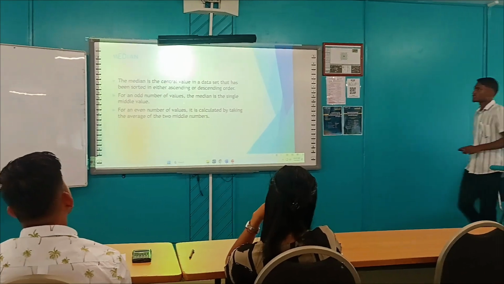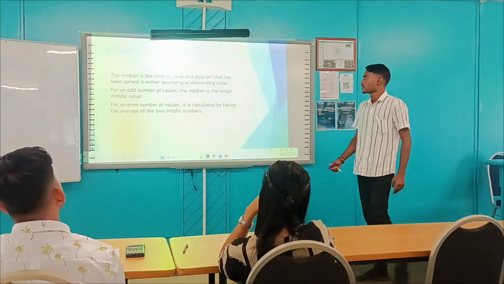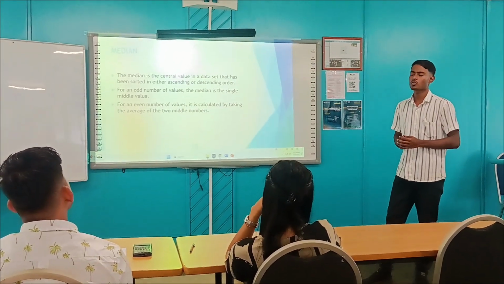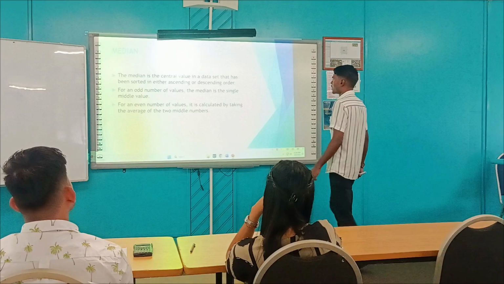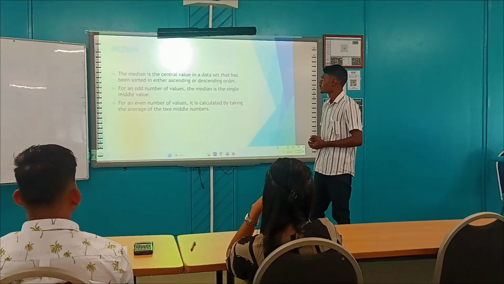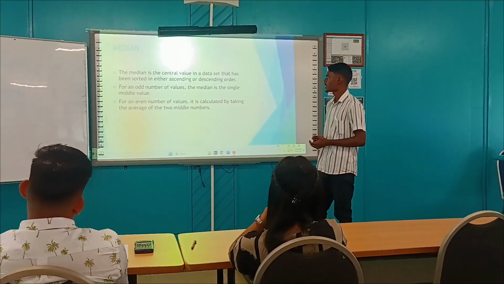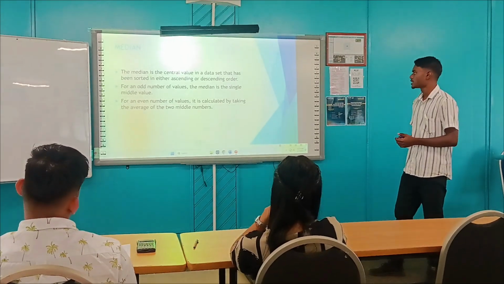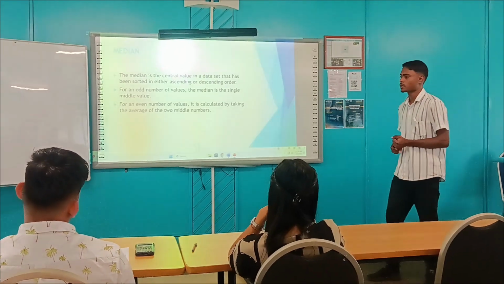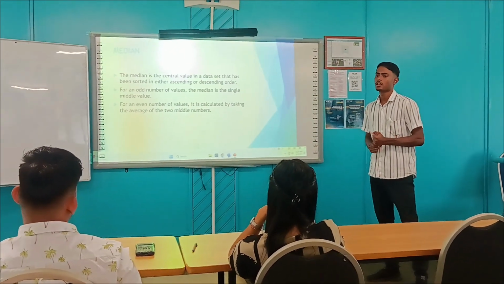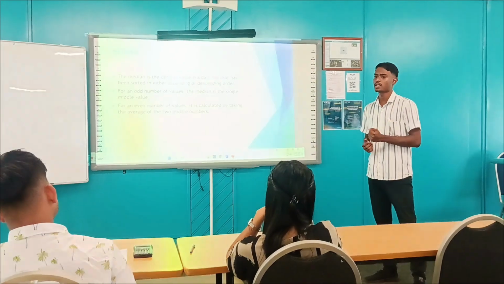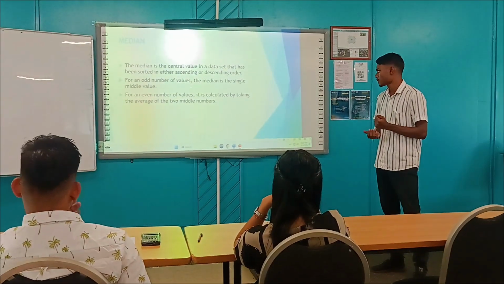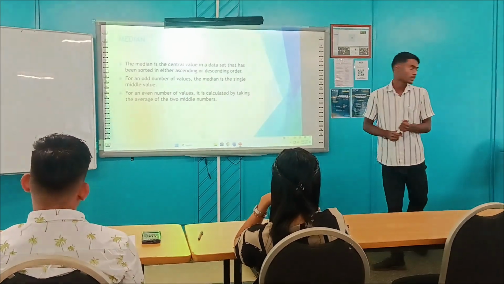The next thing is median. The median is a value that is mostly in the middle of the scores. The median is the central value in the data set that has been sorted in either ascending or descending order. For an odd number of values, the median is the single middle value. For example, if you cancel from left and right, you will be left with only a single value in the middle. For an even number of values, it is calculated by taking the average of the two middle numbers.